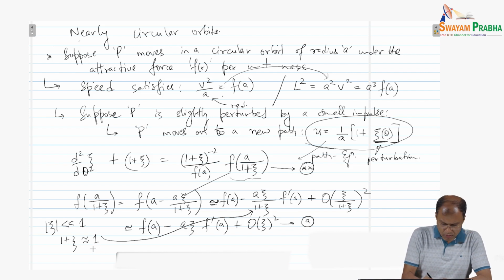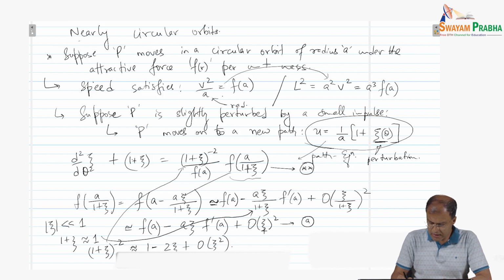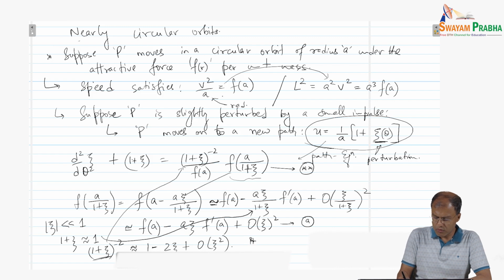And the second is 1 plus zeta to the power minus 2. I want to expand this in a binomial expansion as well. This is 1 minus 2 zeta plus order zeta square, right? So what I have done is I have used the binomial expansion in this function 1 plus zeta to the power minus 2.